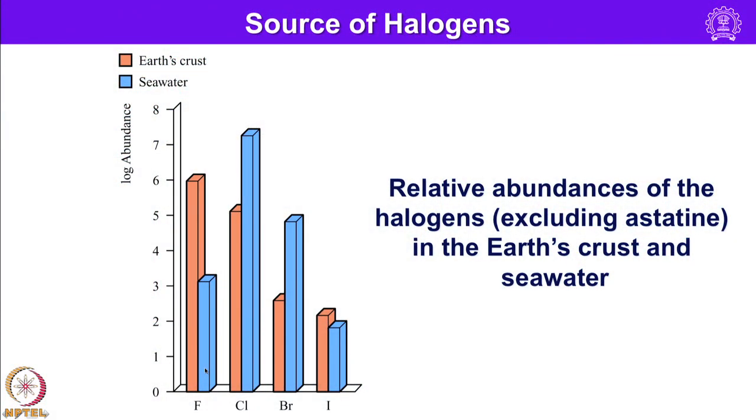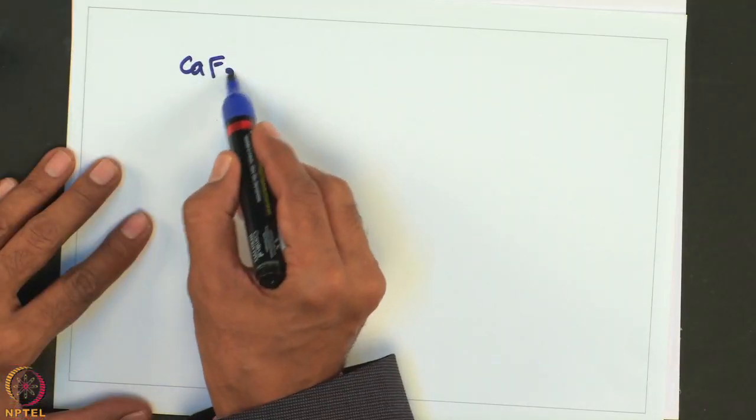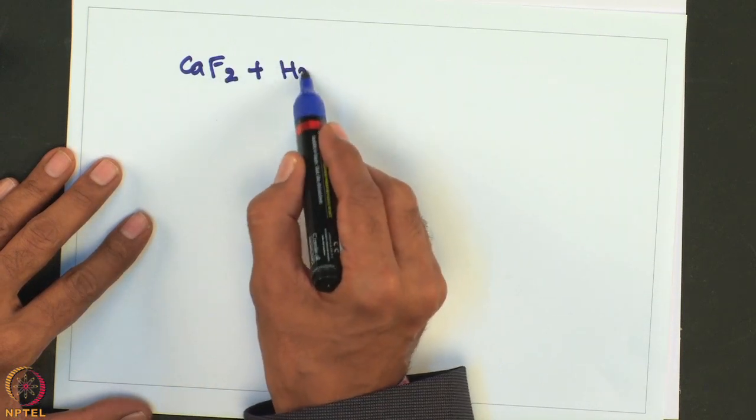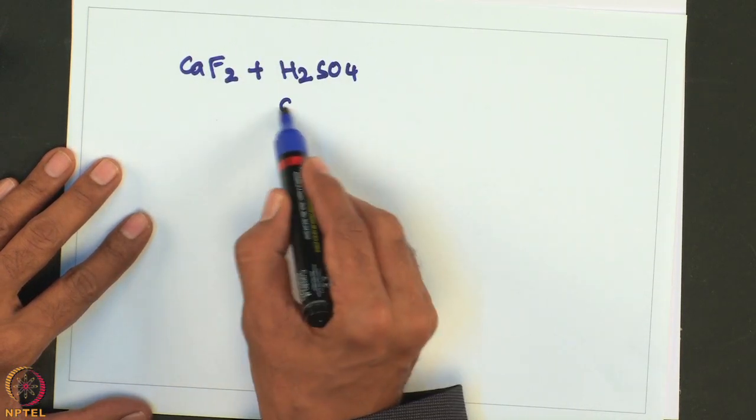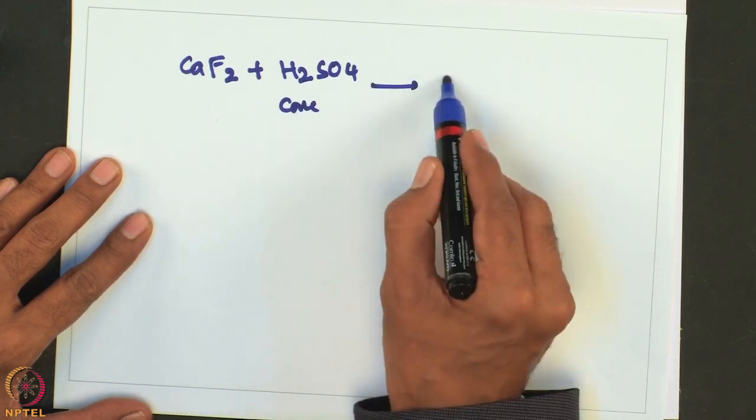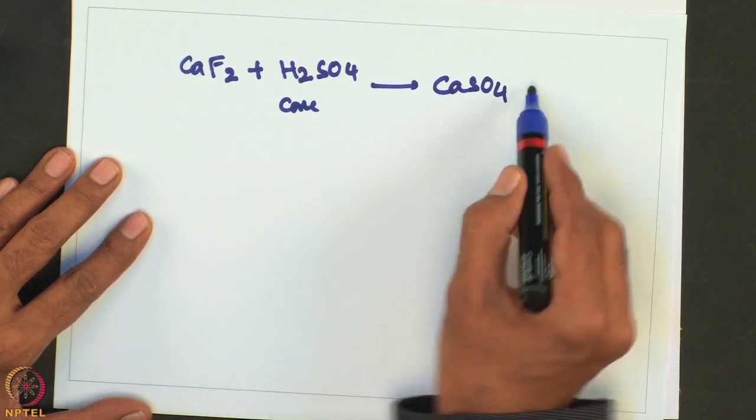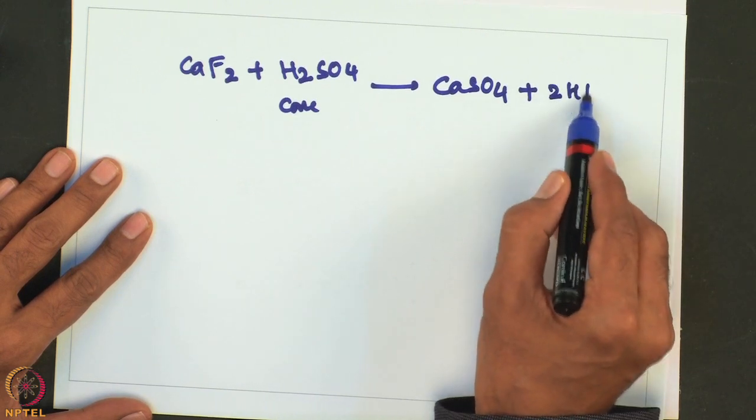Let us compare the sources of halogens in both Earth's crust and seawater. In seawater, chlorine abundance is more, whereas in Earth's crust fluorine abundance is more, and most fluorine-containing compounds are made using HF. For example, calcium fluoride, when treated with concentrated sulfuric acid, gives calcium sulfate plus HF.